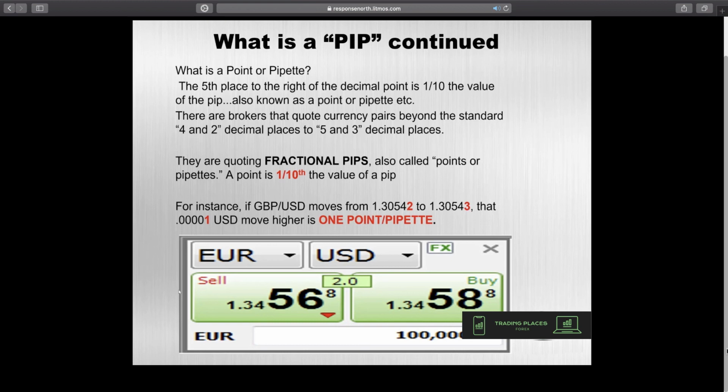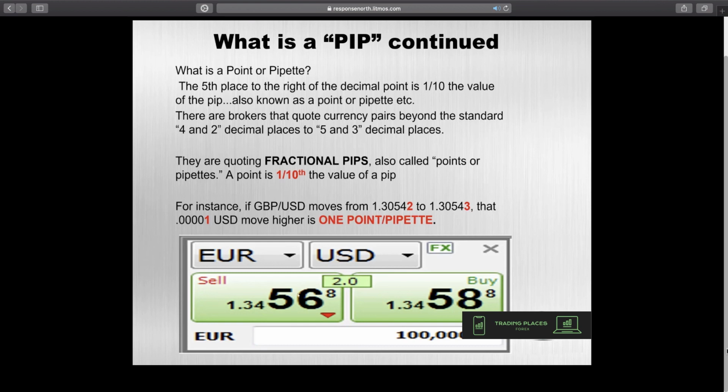Okay. Brokers that quote currency pairs beyond the standard, there are some that will go to 5 and 3 decimal places instead of the 4 and 2. So again, they're 1/10 the value of the pip. For example, if I have the example here, the pound dollar moves from 54.2 to 54.3, that is a move of 0.00001. That's a fifth decimal. That's not 1 pip. That's 1/10 of a pip. Okay, not 1 pip, but 1/10.